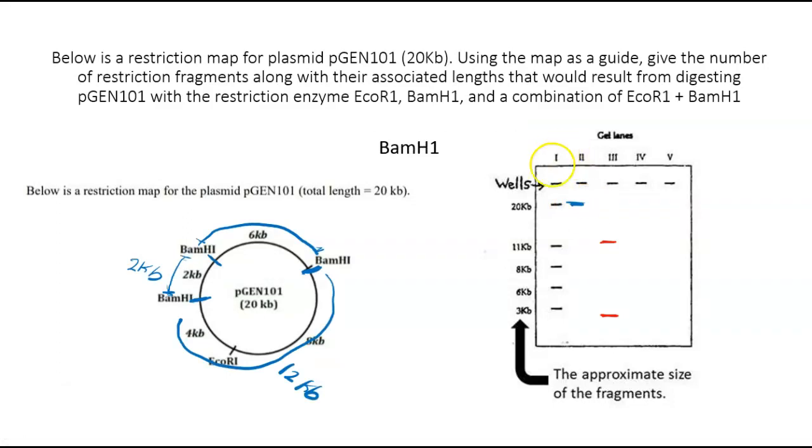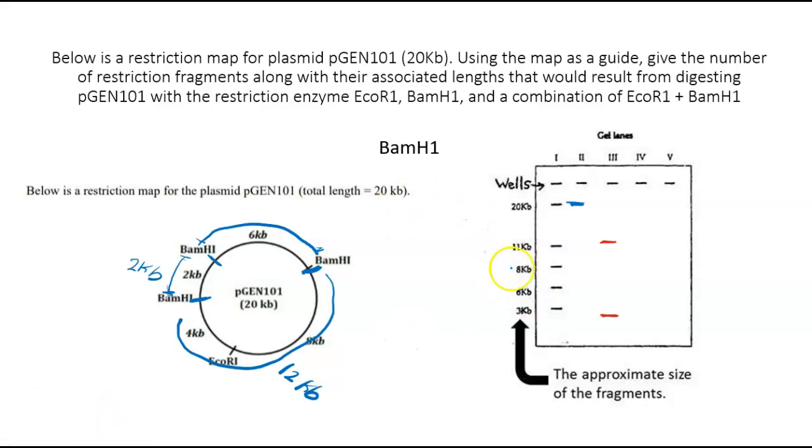Now, what if we added this plasmid with BamH1? If you look at this plasmid, BamH1 has 3 different restriction sites. One over here, and one right there. And we're going to ignore EcoR1 because we're just talking about BamH1. You're going to end up with 3 fragments of DNA. One right here, from here to here, which is going to be 12 kilobase pairs, one that is going to be 6 kilobase pairs, and then one that is going to be 2 kilobase pairs.